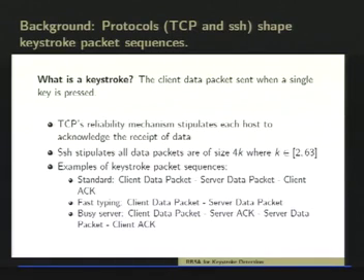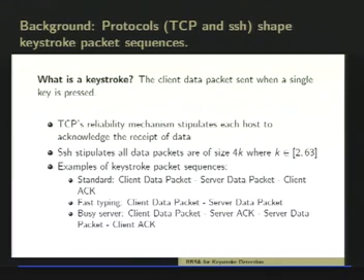So to get started, the background protocols. Protocols shape the form of TCP packets. For the purpose of our discussions here today, we're going to define a keystroke to be the first client data packet sent when a person using SSH presses a key. That key will generate a sequence of packets, in part because of SSH and in part because of TCP. That sequence of packets we'll refer to as the keystroke packet sequence.